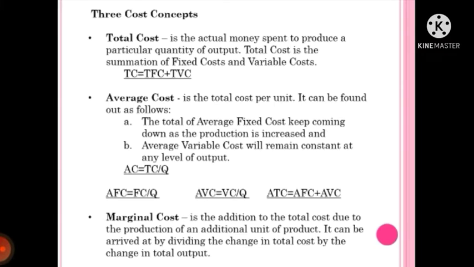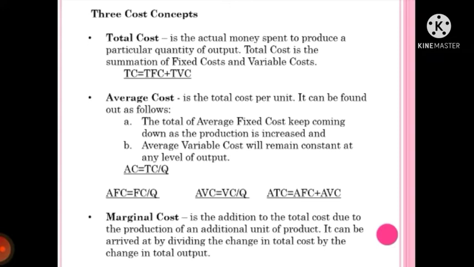Next, in the short-run cost function, there are three cost concepts: the total cost, average cost, and marginal cost. What is total cost? Total cost is the actual money spent to produce a particular quantity of output. The total cost is the summation of fixed cost and variable costs. Later, I will discuss this. The formula to derive the total cost is total cost equals total fixed cost plus total variable costs.